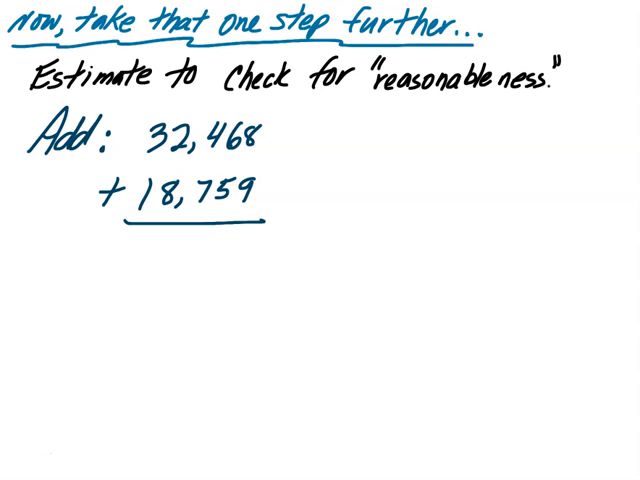So, 32,468 plus 18,759. If you want to go ahead and do that on your whiteboard, I'll tell you to pause it and then come back to me. Okay? Welcome back.